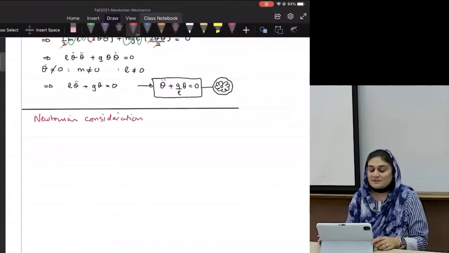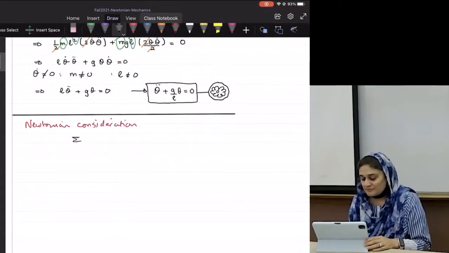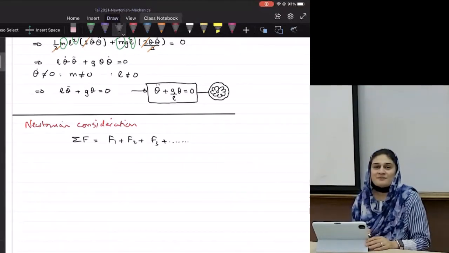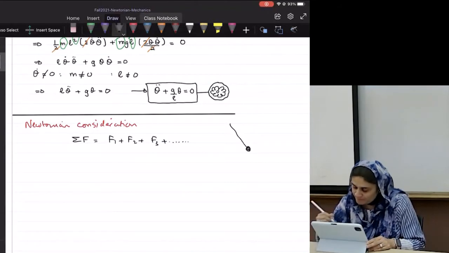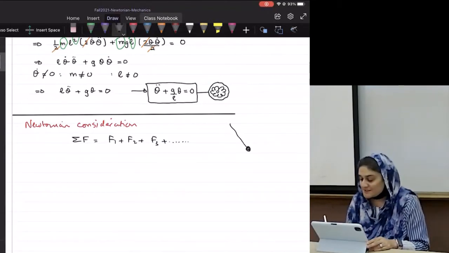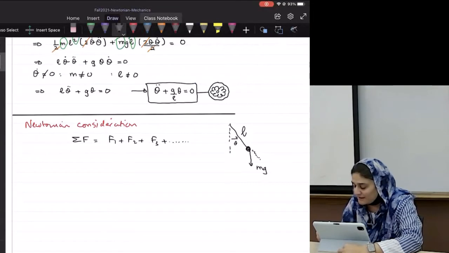Okay, what was the Newtonian consideration? What do we know? What's Newton's second law? Sigma F equals the sum of the forces. So now I have to redraw my pendulum. If this is my L, mg acting downwards, that means I have theta here, mg cosine theta, and mg sine theta.